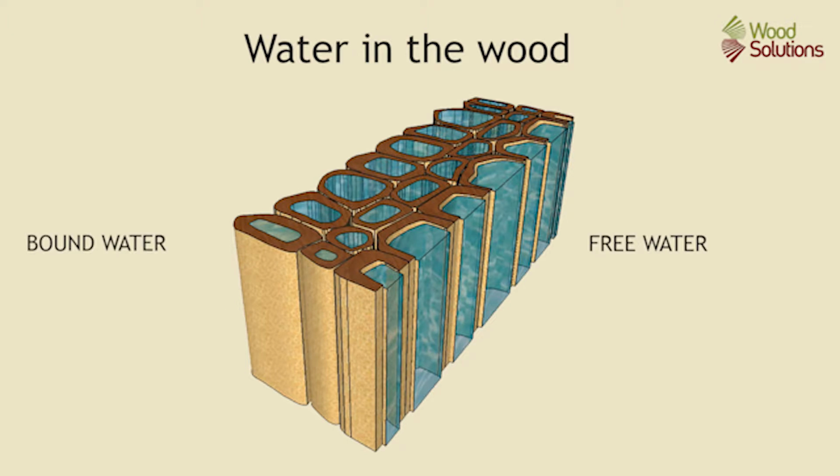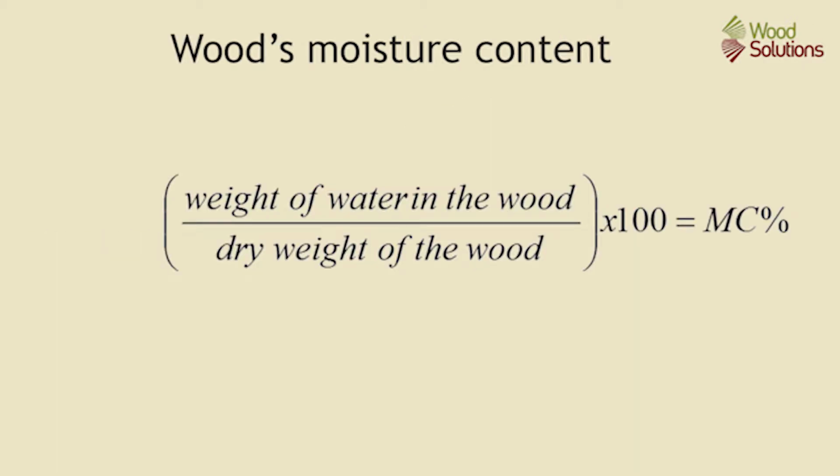There are two ways that water can occur in wood. The first is as free water. This is the water found within cavities or lumens in the cells of wood. The second is as bound water. This water is weakly chemically bound in the cell walls of wood.